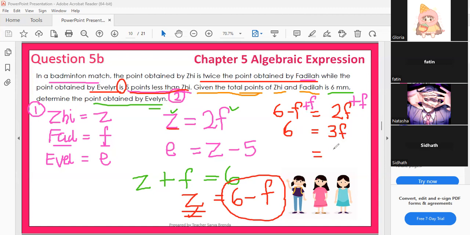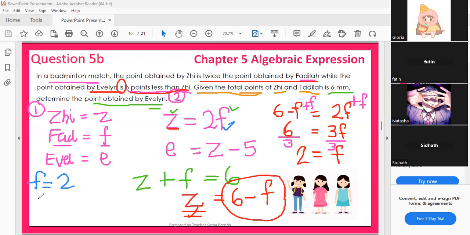And now I want to find just what is F. To find what is F, I divide by 3 on my left, and I do the same on my right. 6 divided by 3 is 2. So basically, Fadila's points is 2. Got it? Let me change the color now. So now I've got Fadila equals 2.